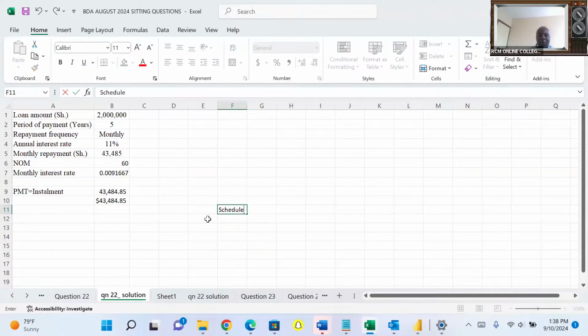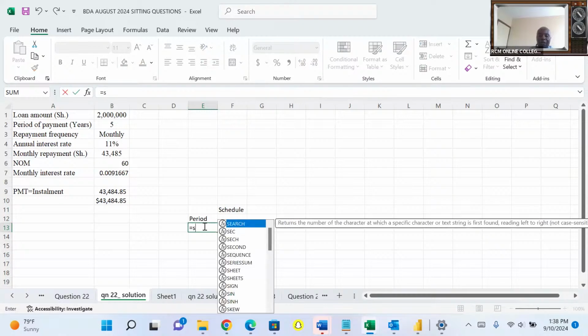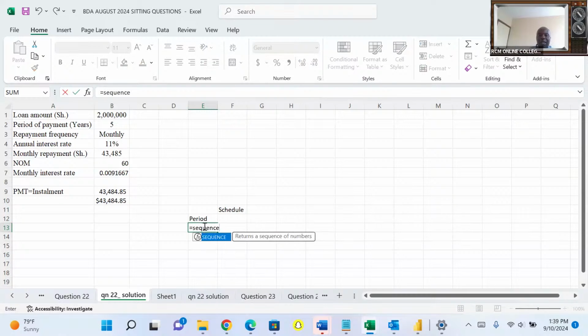So this is what I will do. I start with the period. And remember, for period, we are starting with months. Because I'm writing this from month 1, I can start from month 0 to month 60. Month 0, I'm getting this money today. So I'll say equals, I use the sequence. Rows, they shall be 61. Why 61? Because I'm going to start from 0, remember.